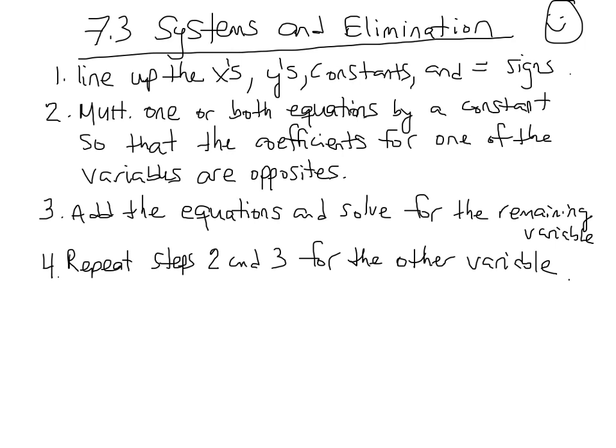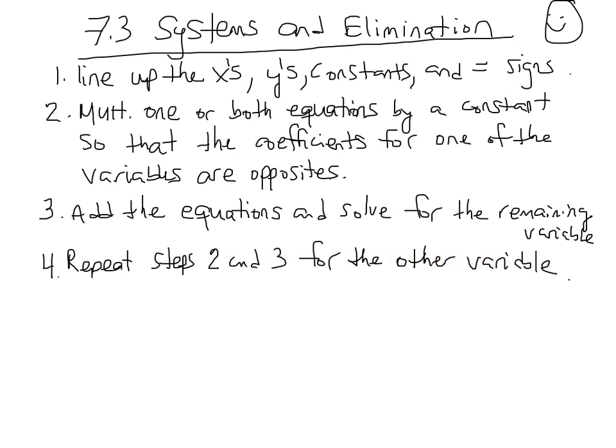Step 1 is to line up the x's, the y's, the constants, and the equal signs. Step 2, multiply one or both equations by a constant so that the coefficients for one of the variables are opposites. We'll see what this means when we do an example. This will make more sense to you. Third step is to add the equations and solve for the remaining variable. There will only be one variable left at this point. And then step 4 is to repeat steps 2 and 3 for the other variable.